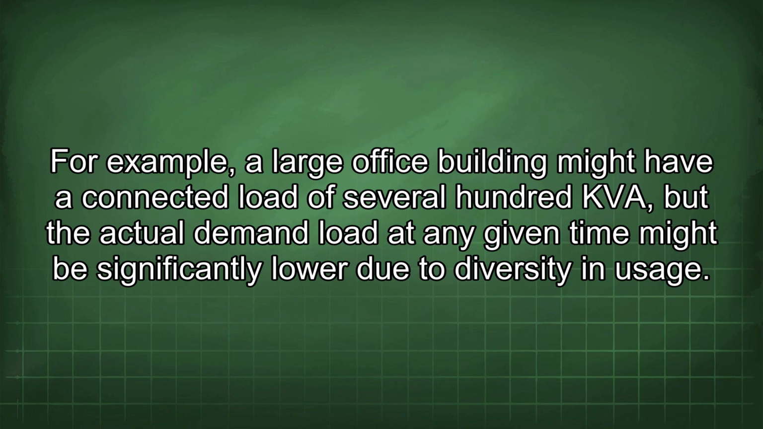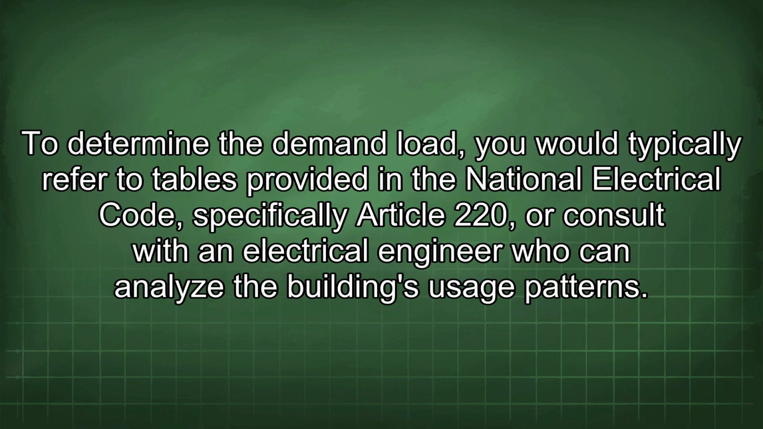For example, a large office building might have a connected load of several hundred kVA, but the actual demand load at any given time might be significantly lower due to diversity in usage. To determine the demand load, you would typically refer to tables provided in the National Electrical Code, specifically Article 220, or consult with an electrical engineer who can analyze the building's usage patterns.